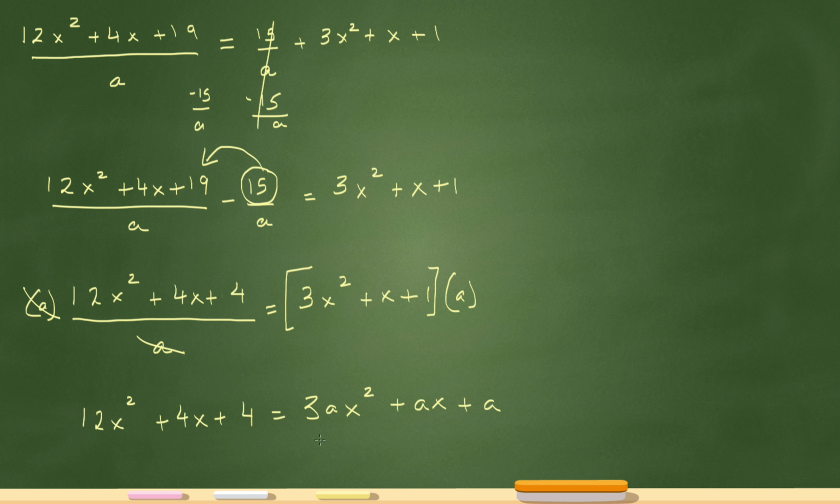I'm not going to go any further here. Something that I see is, see that 3a there? That a there and that a there? That kind of matches up with the 12, the 4, and the 4. So you have the x squared there, the x squared there, the x there, the x there, and really the value of a there and the value of a there, they're the same. So what if a was 4?